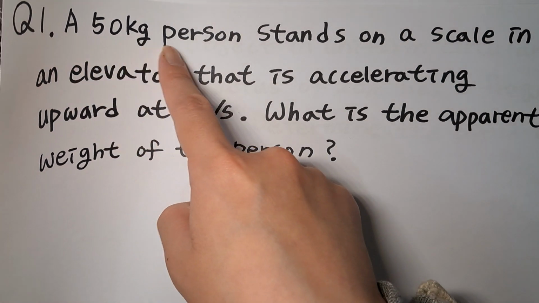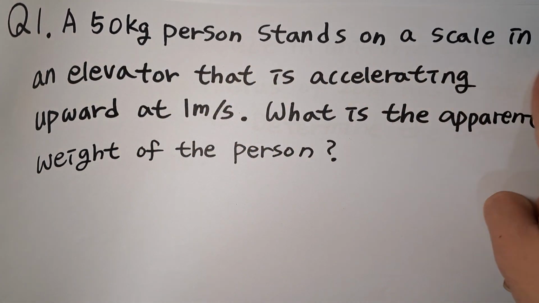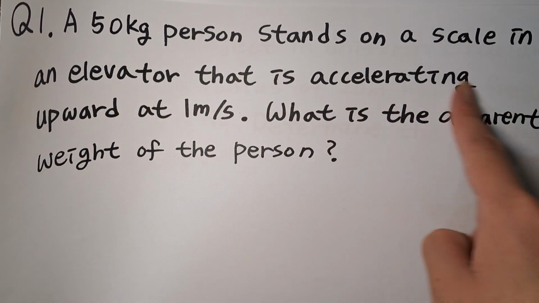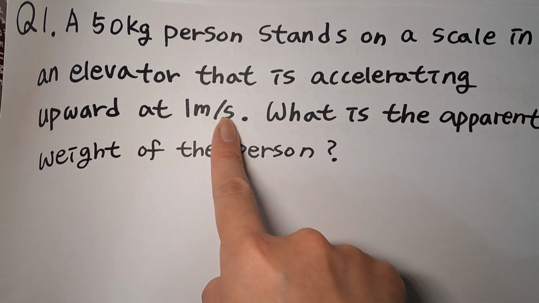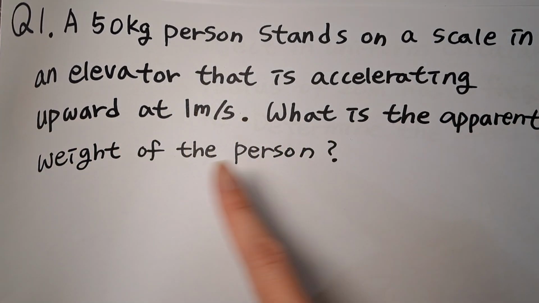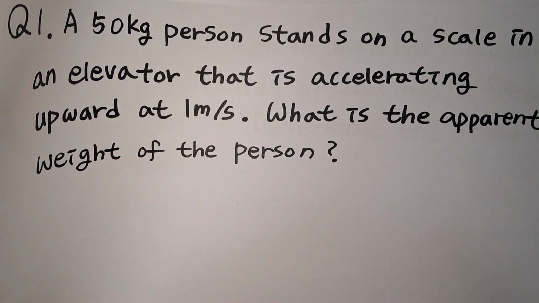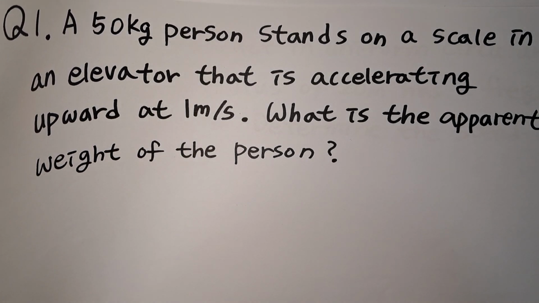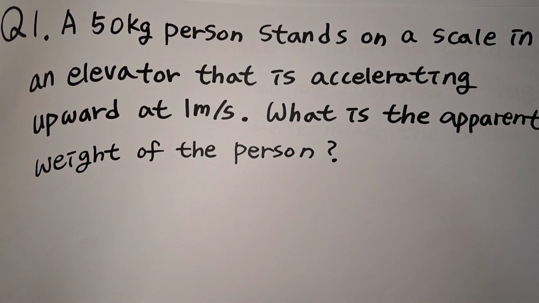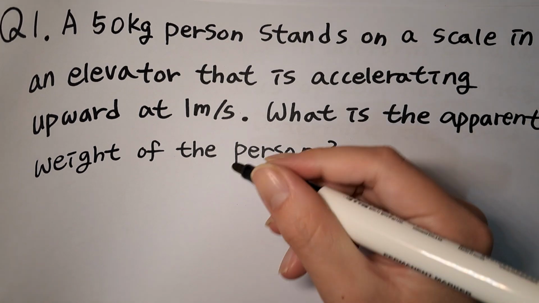A 50 kilogram person stands on a scale in an elevator that is accelerating upward at 1 meter per second squared. What's the apparent weight of the person? Apparent weight means the force acting on an object.